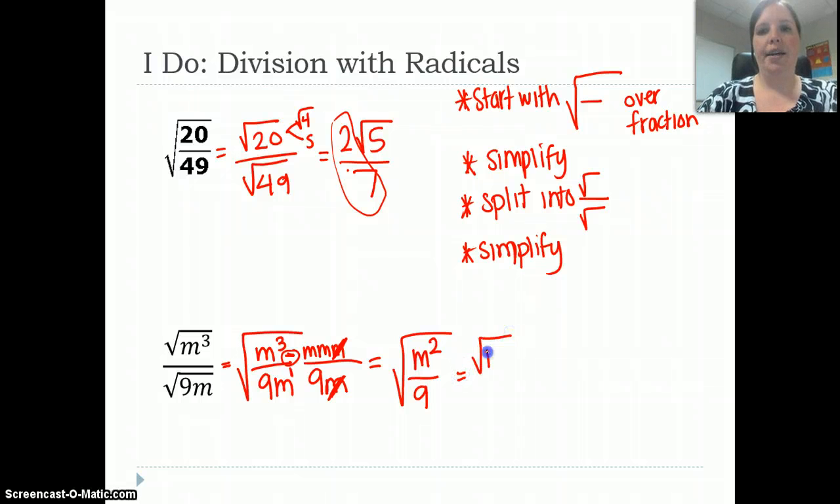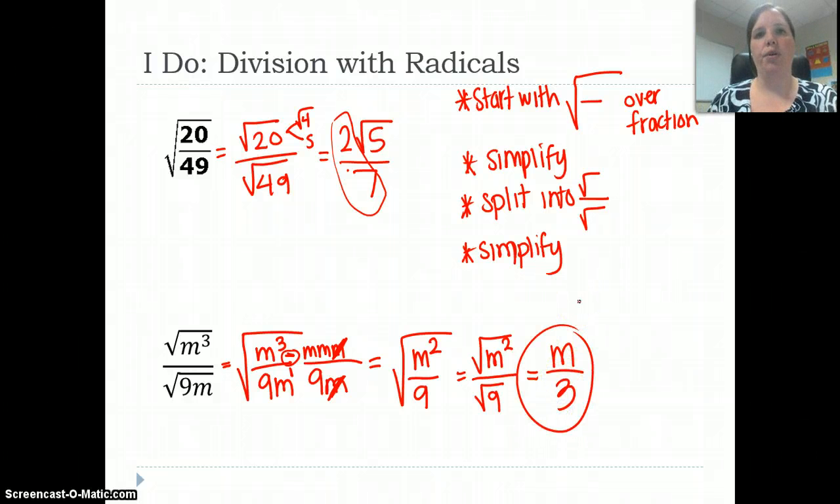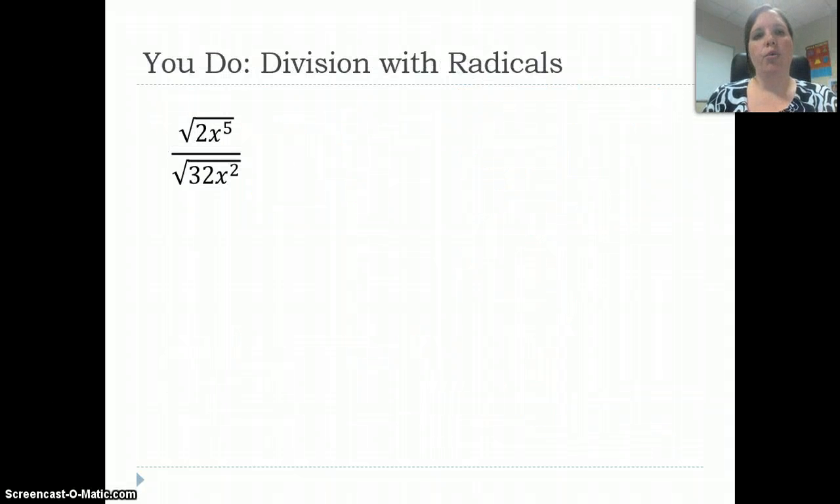Now, once I've simplified, I'm going to split up the m squared and the 9, and then I'm going to simplify them individually. Square root of m squared is m. The square root of 9 is 3. So m over 3. Sometimes you may be left with a radical, and sometimes not. So I have one question here for you to try. Now this one looks harder, but if you follow the steps we just talked about, simplify the radical first, the problem should be easy.